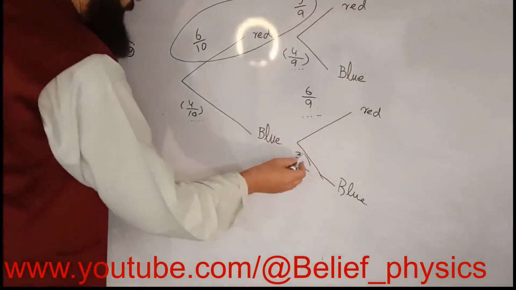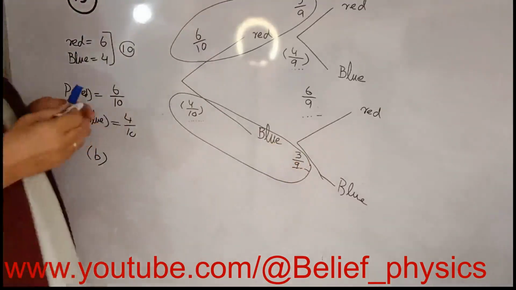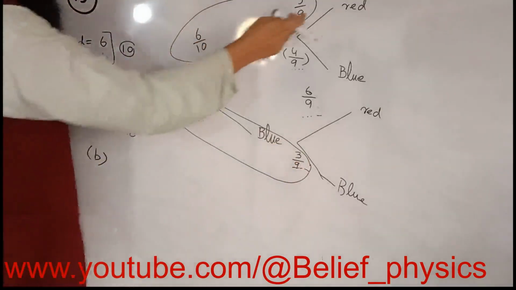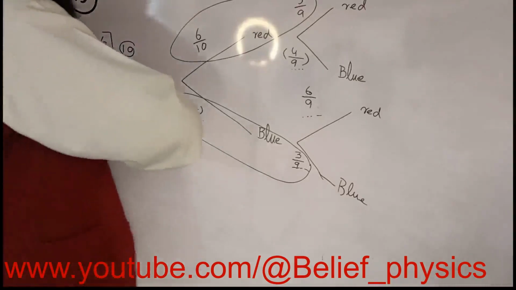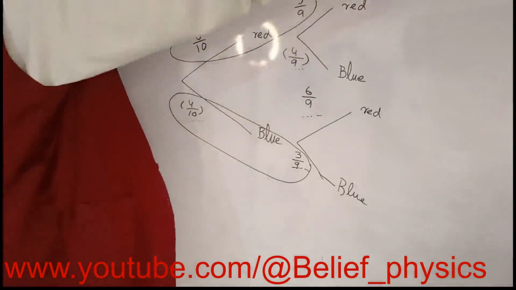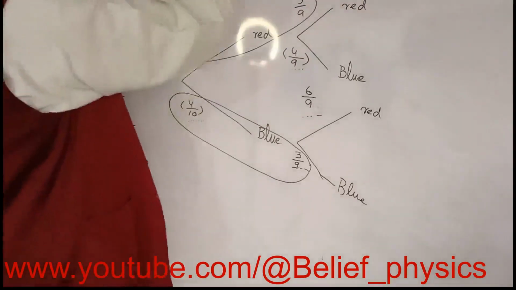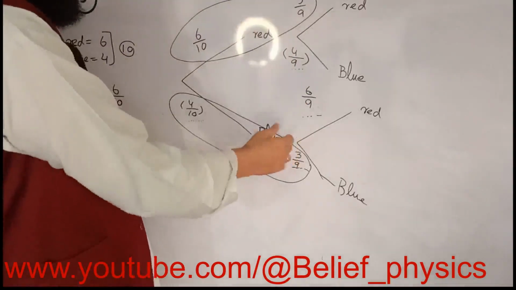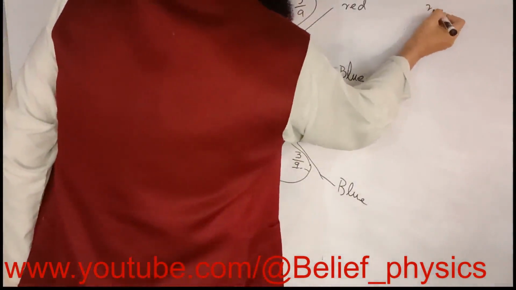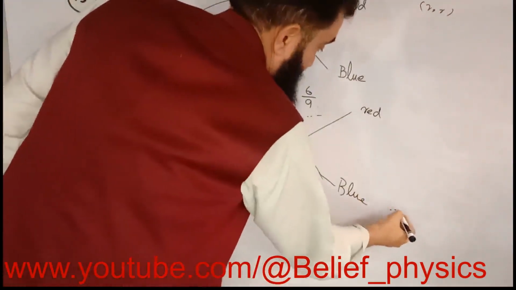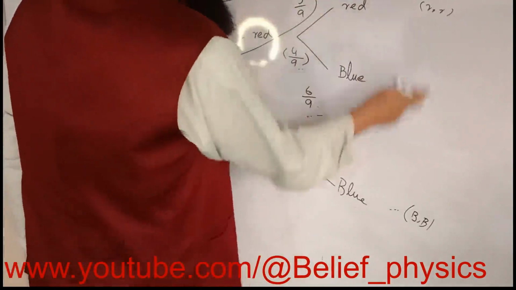Next, again, this same color can be red or blue. Now if we move horizontally along the branches of a tree, we multiply, and if they are vertical, then they are added. So here it is red, I write red comma red, and this will give you blue. We have to find the probability of this or this.